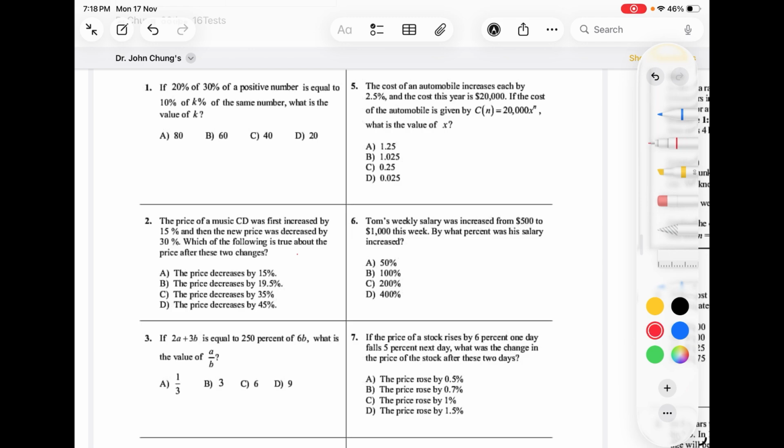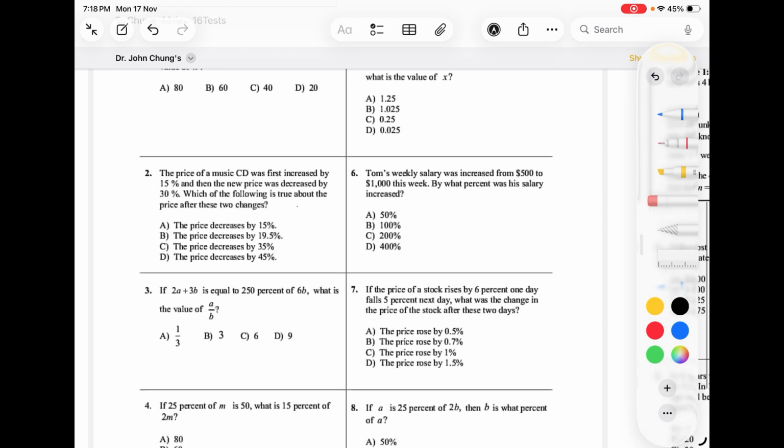Next, 2a plus 3b is equal to 250% of 6b. What is the value of a over b? Let us do it here. 2a plus 3b is 250%, that is 2.5 times of 6b. It means 2a plus 3b is equal to 15b. It means 2a is equal to 12b. It means a is equal to 6b. Now what we need to find? a over b. So a divided by b is 6b divided by b, which is 6. So option number C.